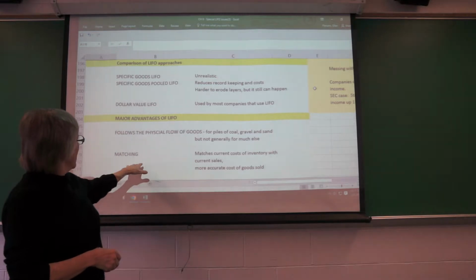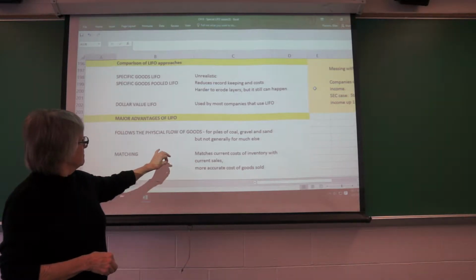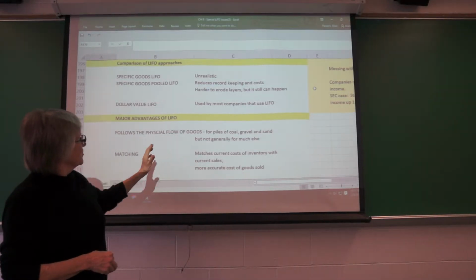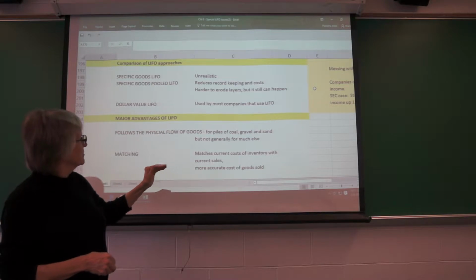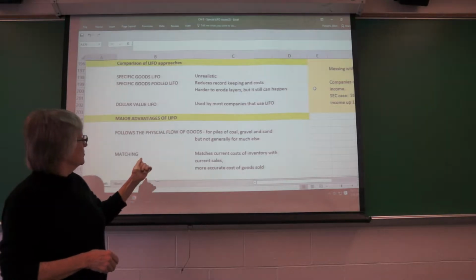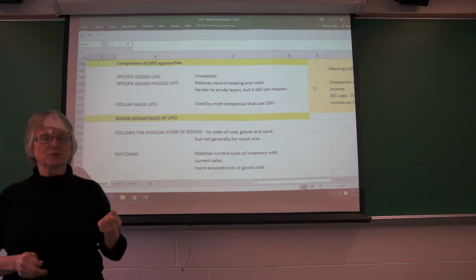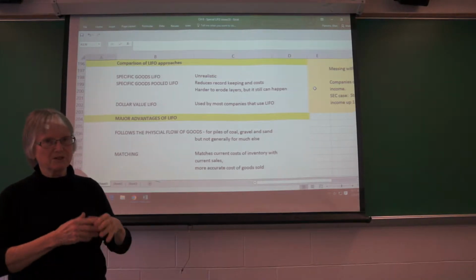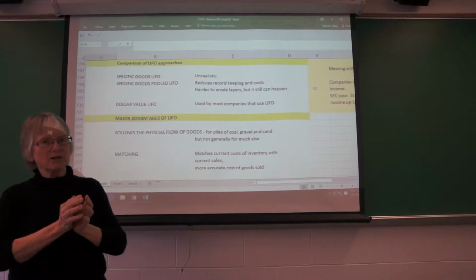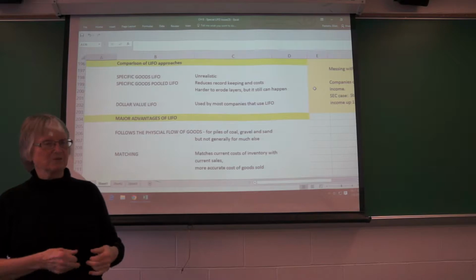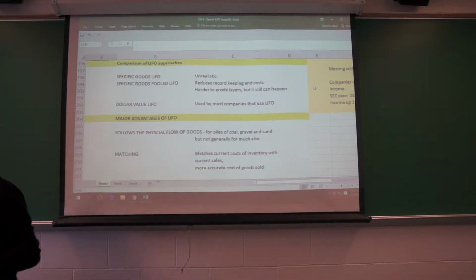Okay, so matching, you're matching the current costs of inventory with current sales. So you get a very accurate cost of goods sold when you use LIFO, because you're last in, first out, you're using your most recent items as your cost of goods sold.